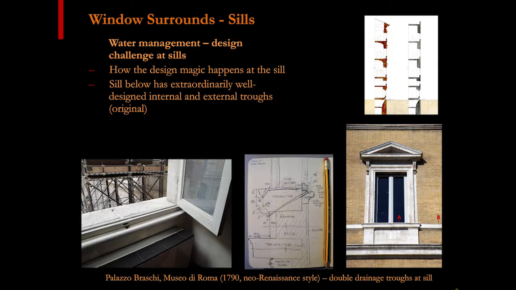Then there's a weep here that's drilled through to get that water out. And then back inside here, there's another trough, marble, and then there's a pipe drilled through here, a lead pipe, and they've actually soldered the lead pipe to the trough, and there's a little weep here. So you can see there's a dot, those are weep holes. Every window in this palazzo had this.